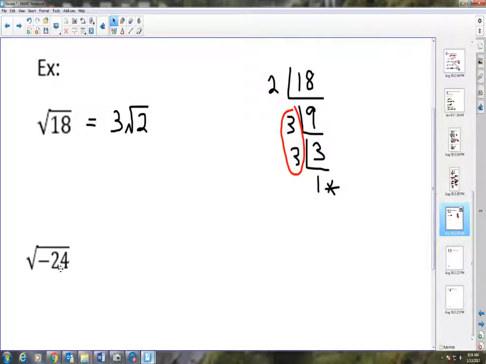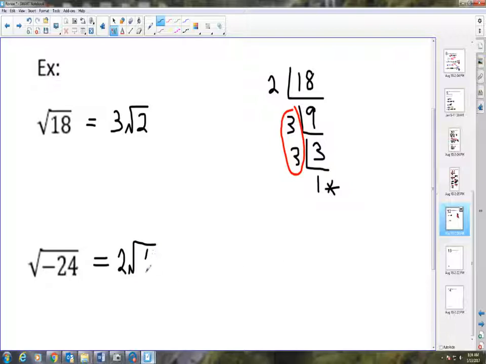Alright, this is a very interesting problem. You cannot have a negative inside the square root. So when you see that, you know your answer will be imaginary. I still need to break down the 24 though. 24 is probably 2 times square root of 6.